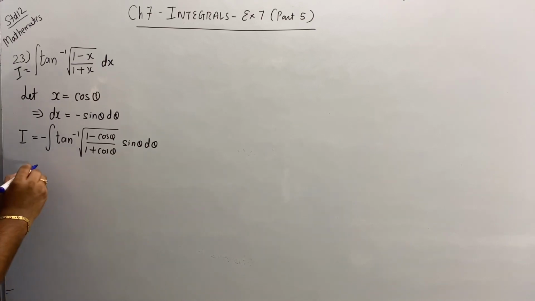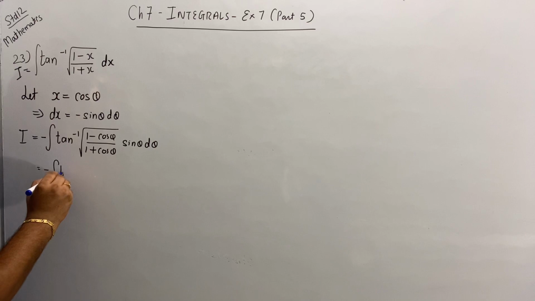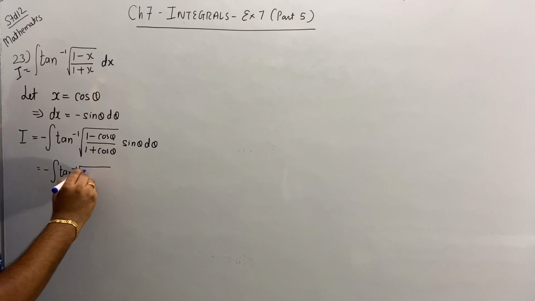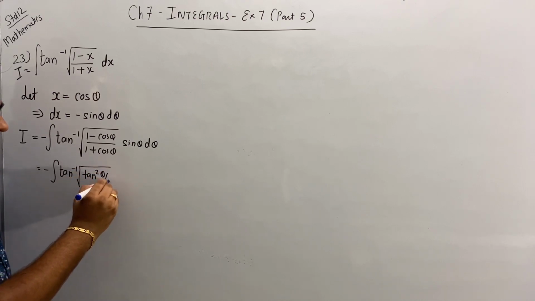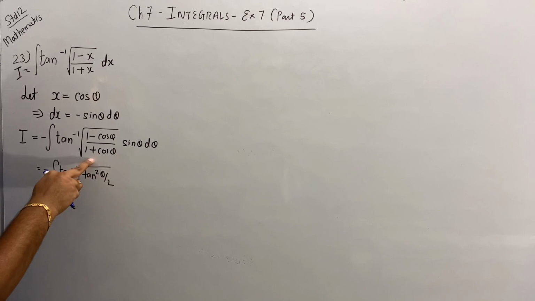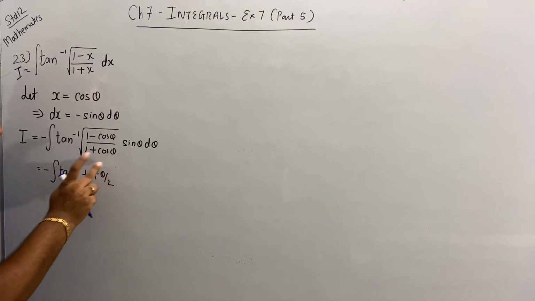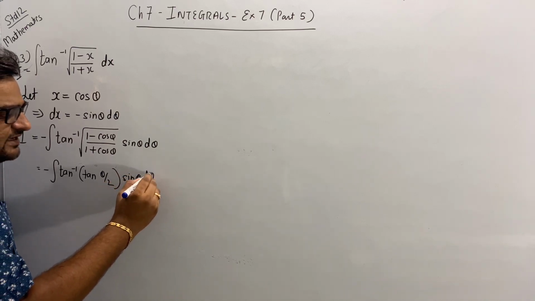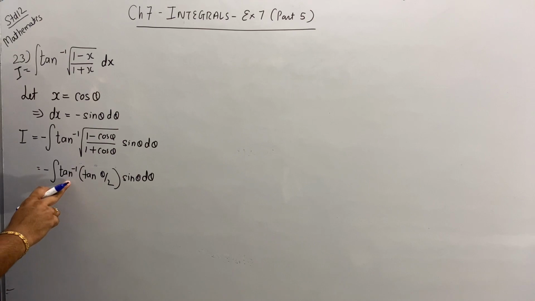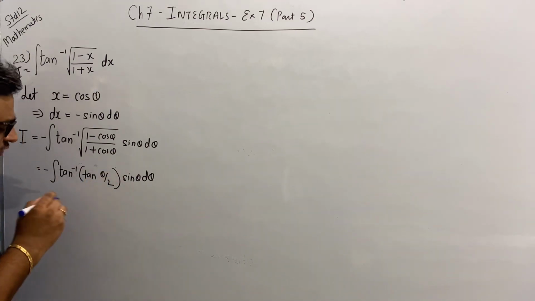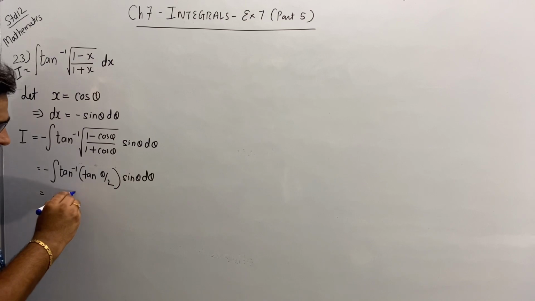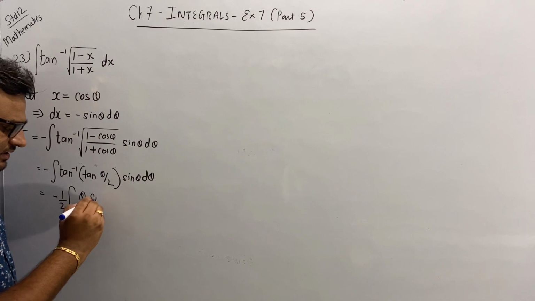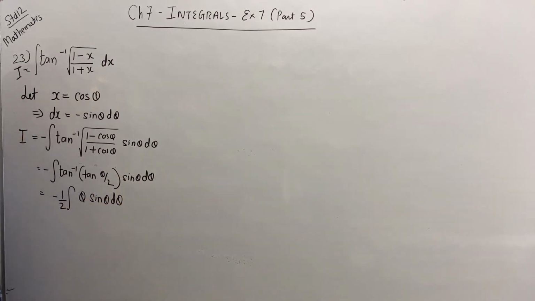Now what will be this 1 minus cos theta upon 1 plus cos theta? Tan square theta by 2. So this will be equal to minus tan inverse square root of tan square theta by 2. So tan square and square root, I can directly remove it. So tan inverse tan theta by 2 into sine theta d theta. We know that tan inverse tan theta by 2 will be equal to theta by 2. So minus theta by 2, I'm taking 1 by 2 outside, sine theta d theta. Clear?